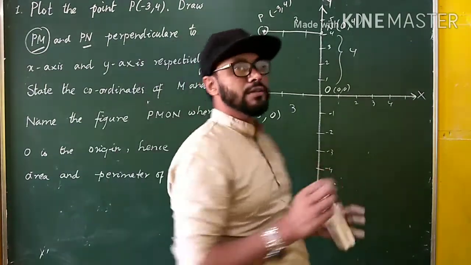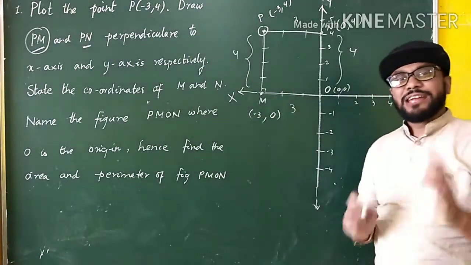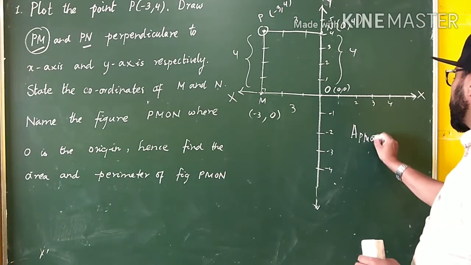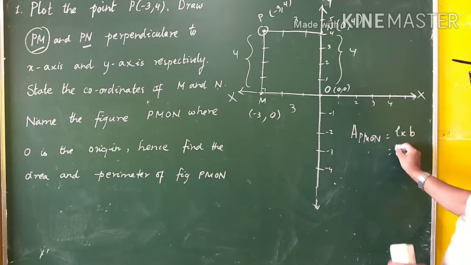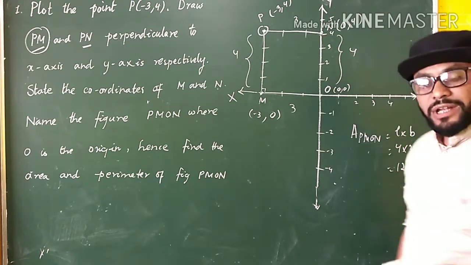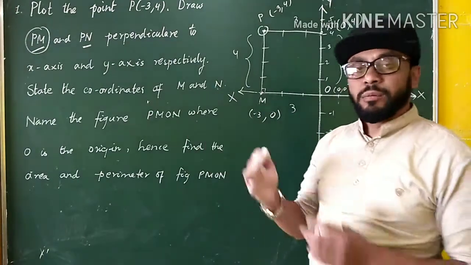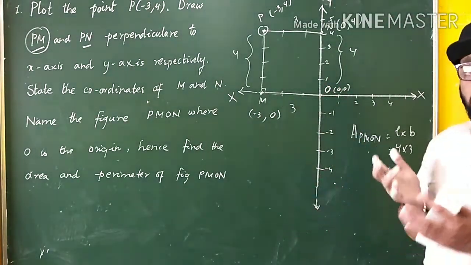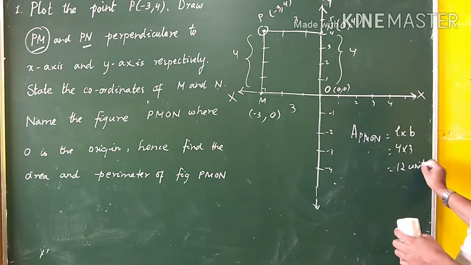Now, PMON is a rectangle, isn't it? Now, what is the formula to find the area and perimeter of a rectangle? So, area of rectangle PMON. Now, the formula is length into breadth. Now, length is how much? 4 into 3, which is 12. Now, what will be the unit? The unit of area is always squared. Here it's centimeter squared, meter squared. But here we don't know whether it's centimeter or inch or kilometer. So what we write is we write unit squared.